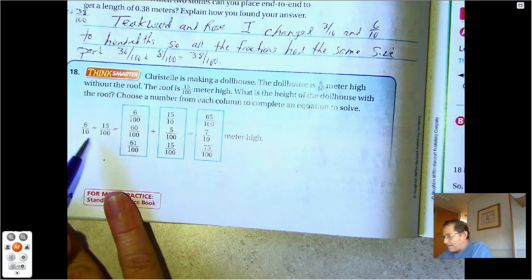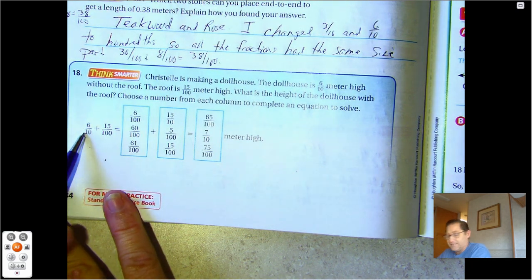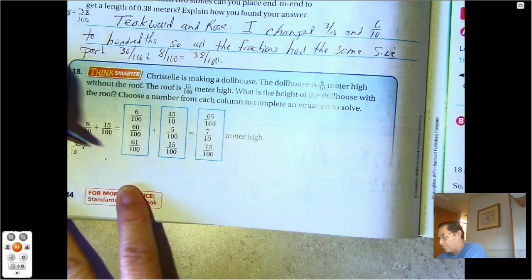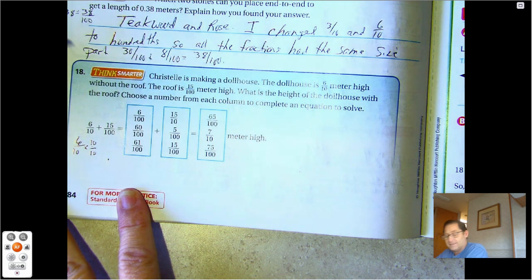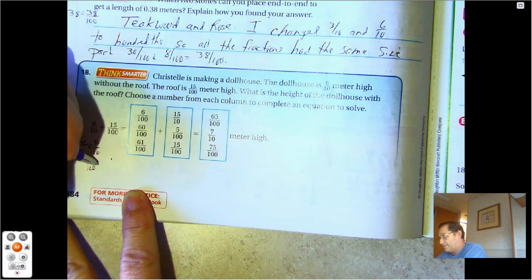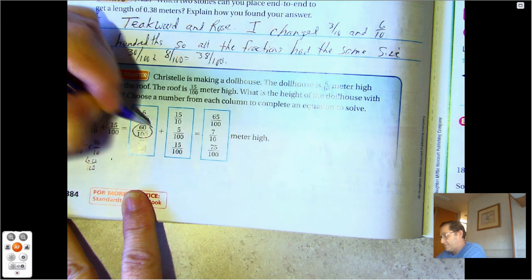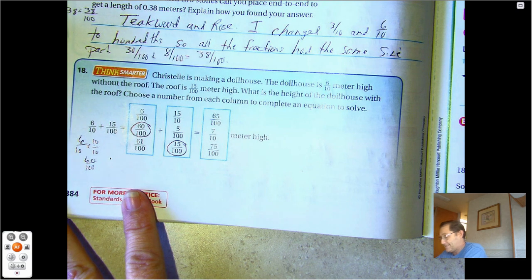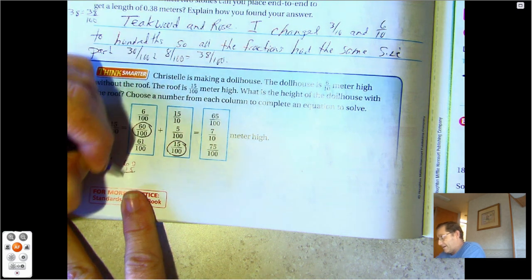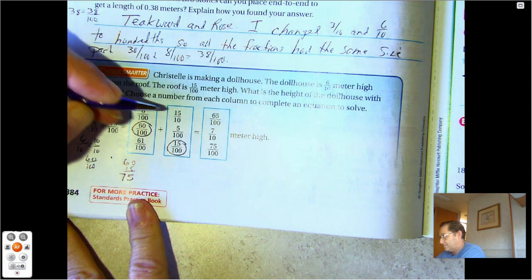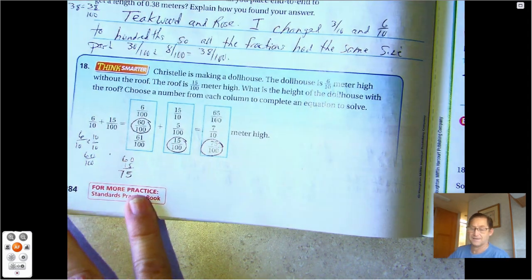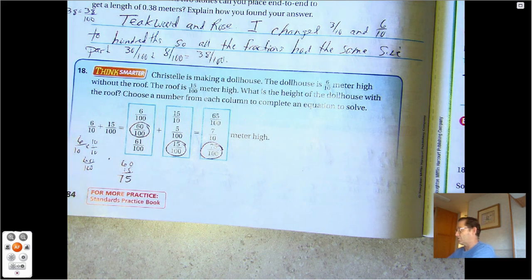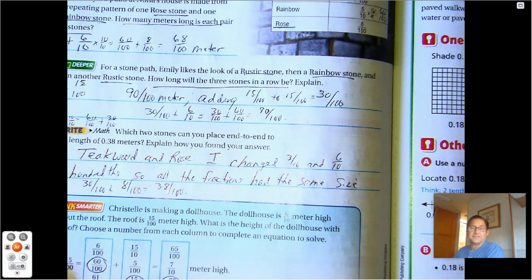So first thing I need to do is change the 6 tenths into a denominator that matches 100. So we're going to multiply by 10. 6 times 10 is 60 over 100. So we're going to use 60 hundredths plus 15 hundredths. 60 and 15. 5 and 0 is 5. 6 and 1 is 7. So 75 hundredths meter high. Okay, so that's adding tenths and hundredths as fractions.